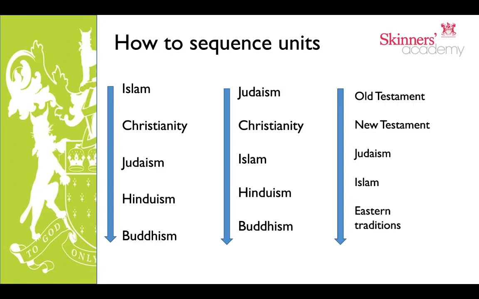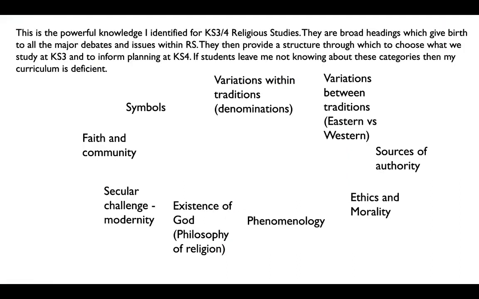Now, you will make all of your own subject decisions based on this, and you will be able to do that as the subject expert. Nobody else is going to be able to do that for you. So when you have your powerful knowledge, your job then is to work out what order that powerful knowledge is going to go in and how you're going to systematically revisit it.